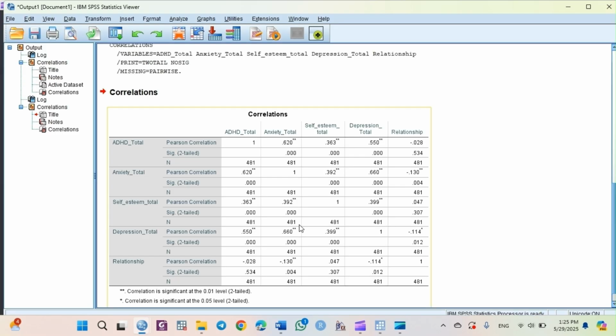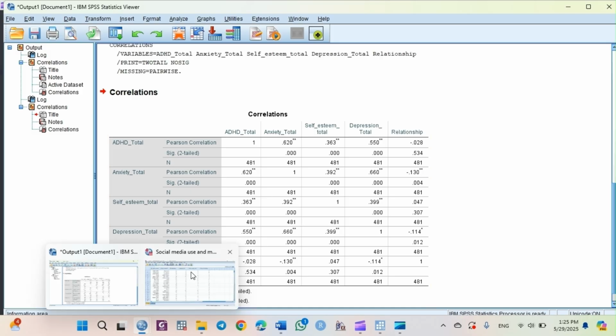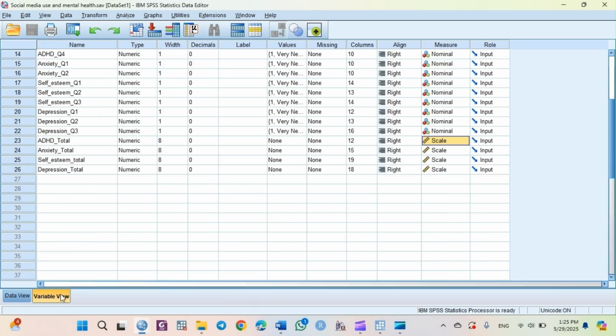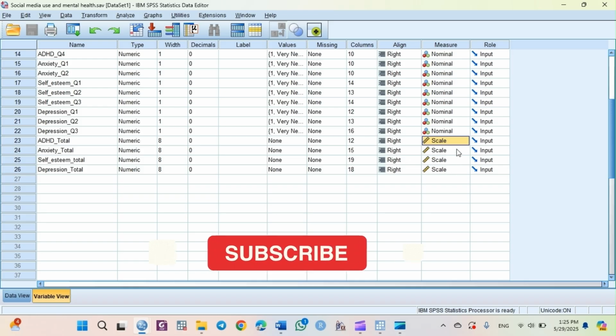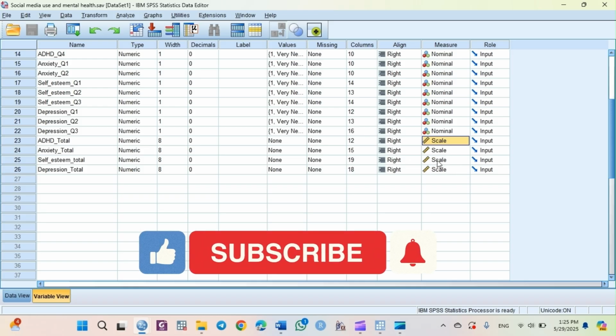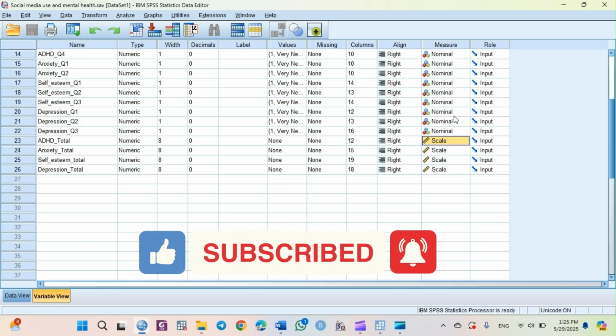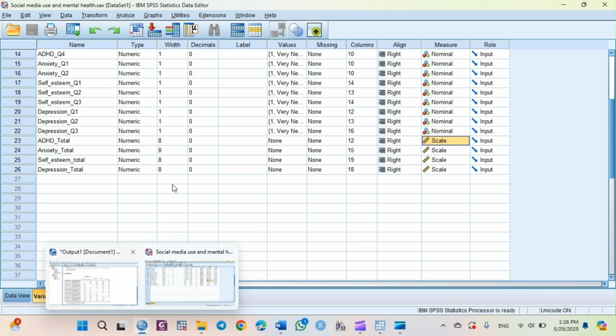Let's see some tips before running correlation. What things do we have to check? The first thing is we have to check our variable types. Our variables should be continuous or ordinal by their nature. So check whether it's scale or ordinal.